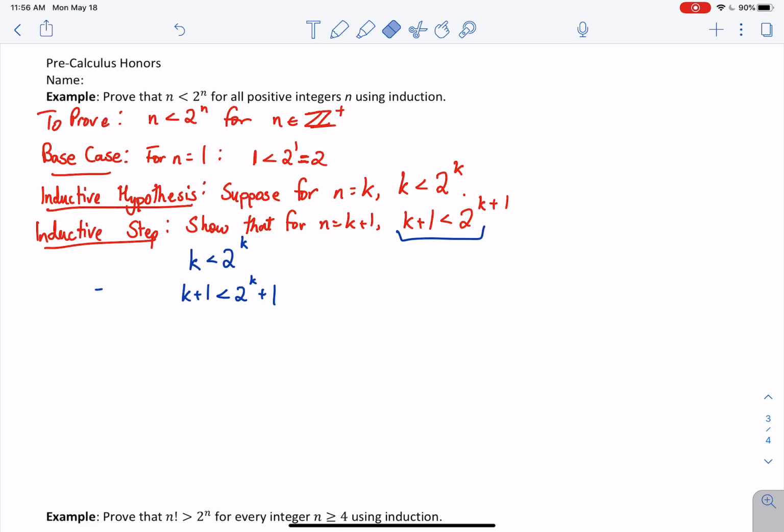But let's look at this. For the right side, I need it to be 2 to the k plus 1. Right now my plus 1 is down here instead of up in the exponent. Well, 2 to the k plus 1, that's the same as 2 to the k times 2 to the 1.